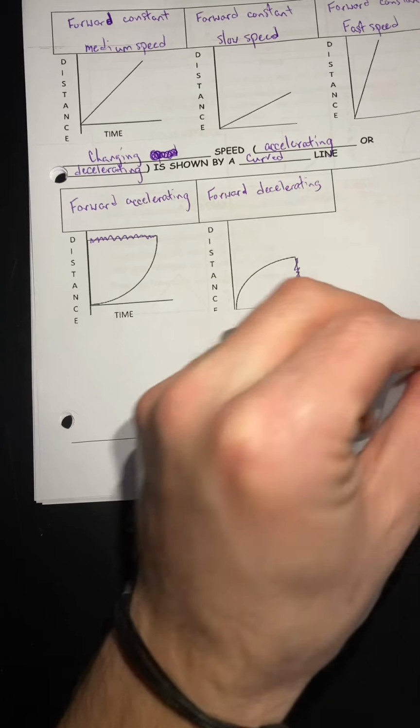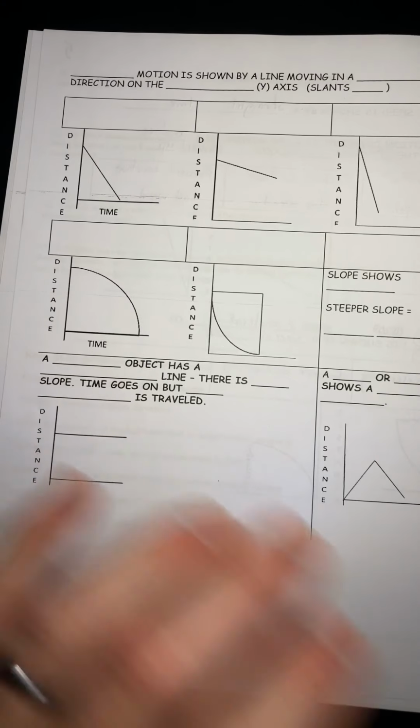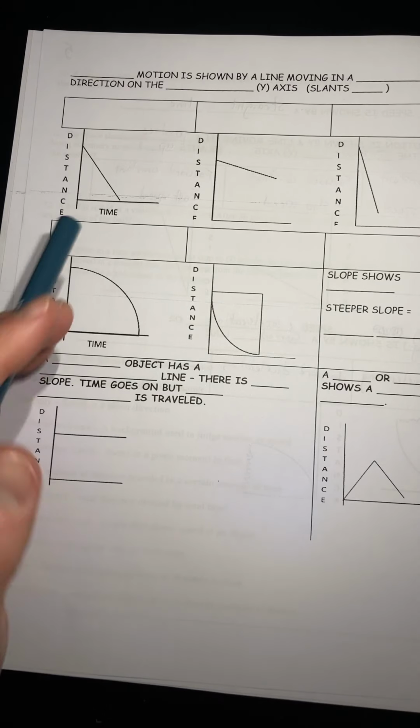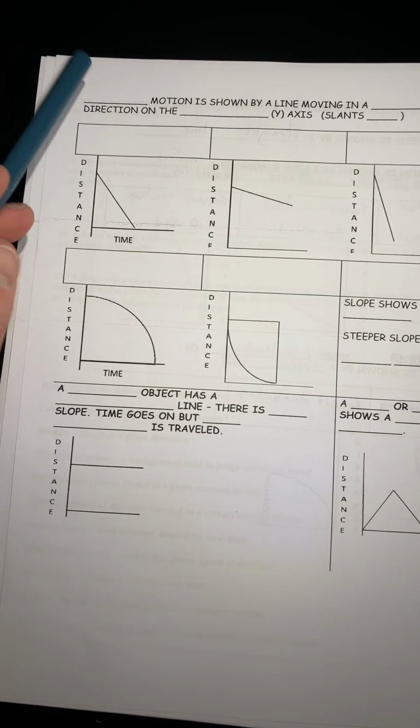Okay, turn to the next page. All right, so this is page 6. What do you think this first blank right here is?